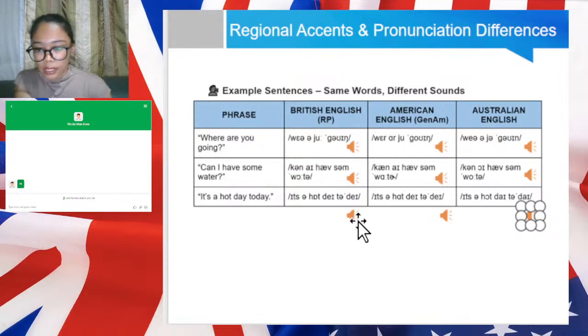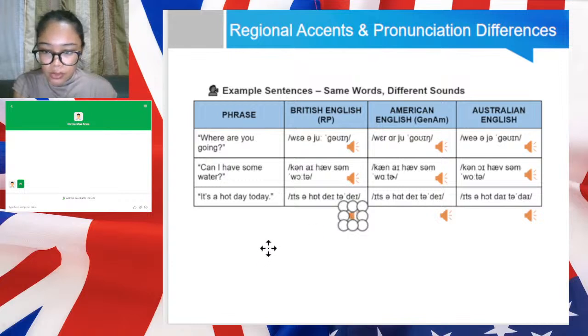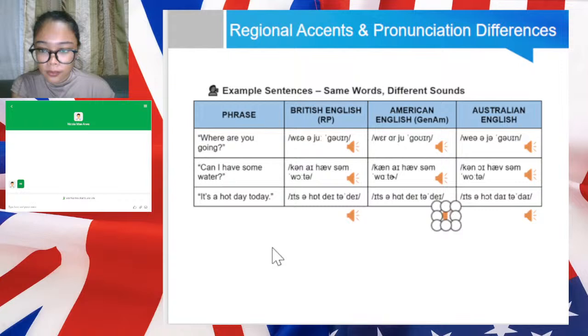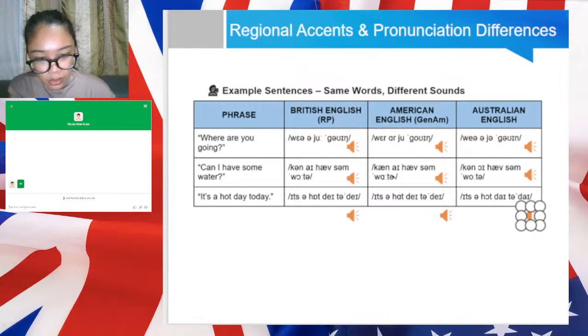All right. Let's hear it again, the three regional accents for this sentence. It's a hot day today. British English. It's a hot day today. American English. It's a hot day today. And Australian English.